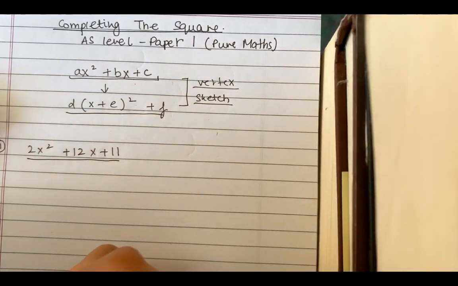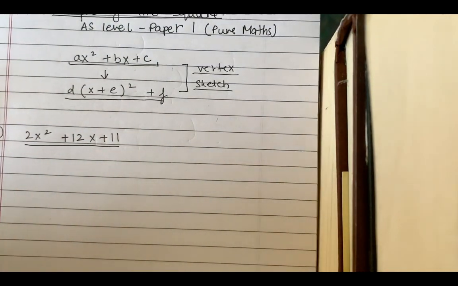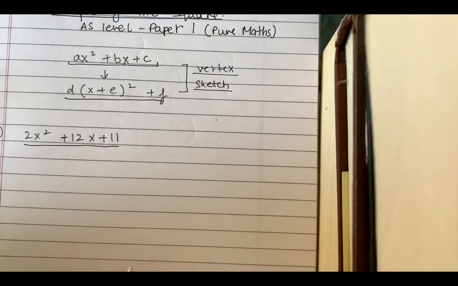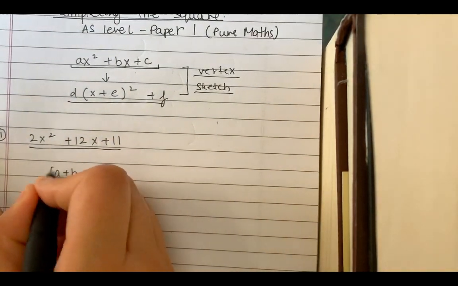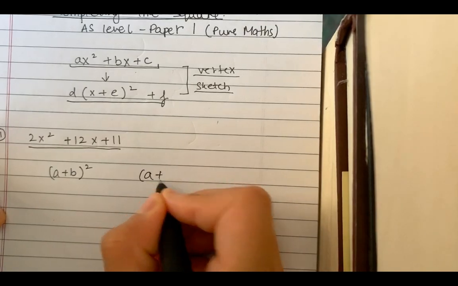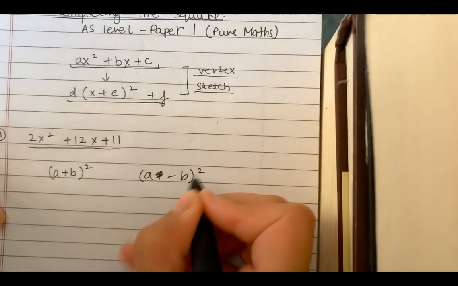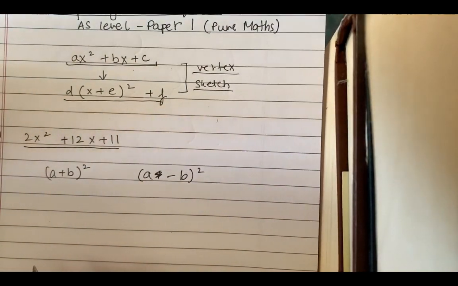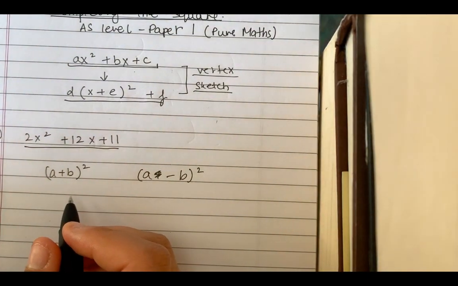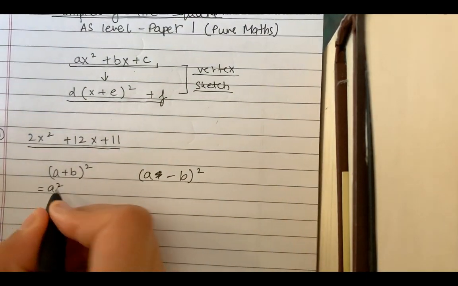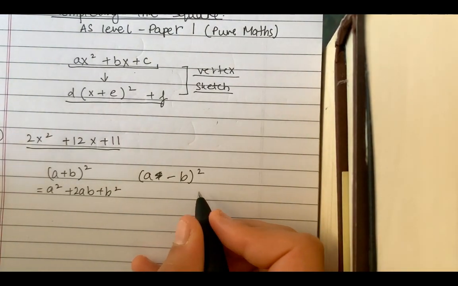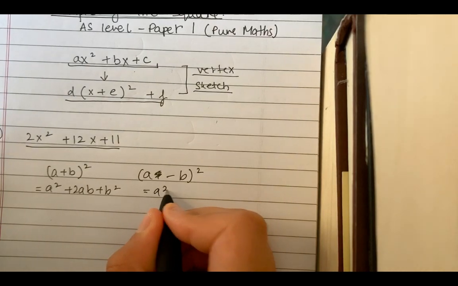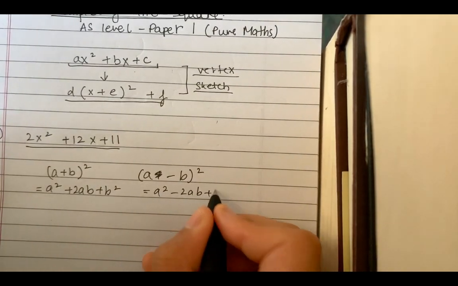So before we begin, I will be introducing two very important equations which you'll already know through your IGCSEs, but just in case you've forgotten. That is (a plus b) whole squared and (a minus b) whole squared. So (a plus b) whole squared can be written as a squared plus 2ab plus b squared, and (a minus b) whole squared can be written as a squared minus 2ab plus b squared.